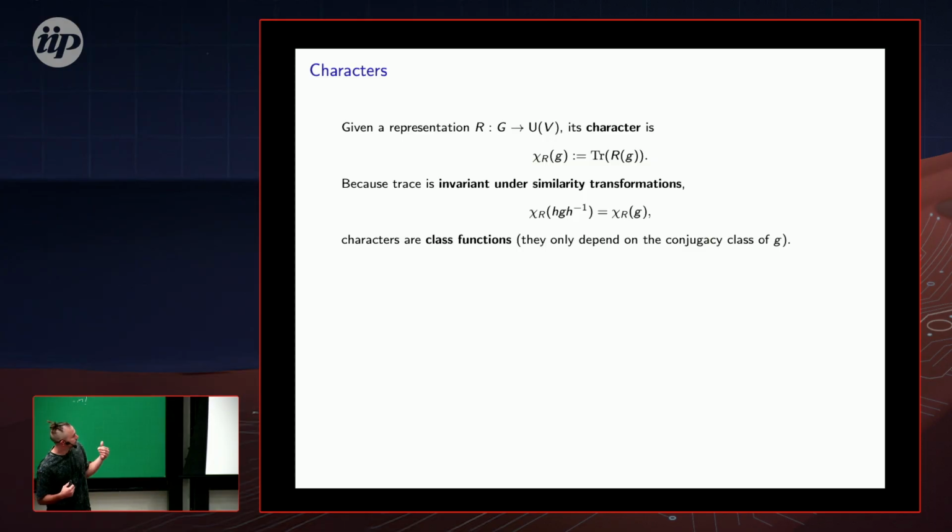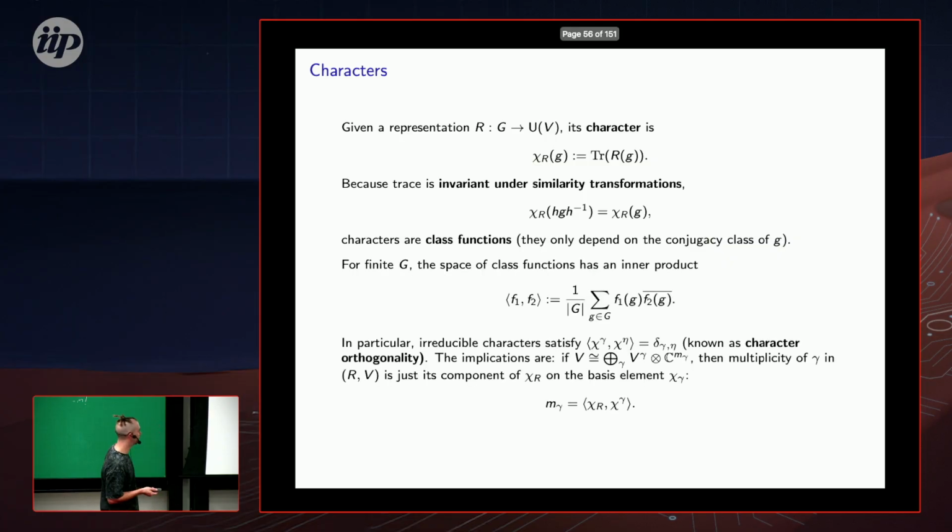Some other central elements will come from characters. A character is just, for any representation, you can define the character. Remember, a representation is a map from the group to unitaries on a vector space. A character is a map from the group to complex numbers. It's essentially a composition of maps: you first map to the unitaries, and then you take the trace of the unitary. Because the trace is invariant under conjugation, the characters are class functions, in the sense that they only depend on the conjugacy class of the group element.